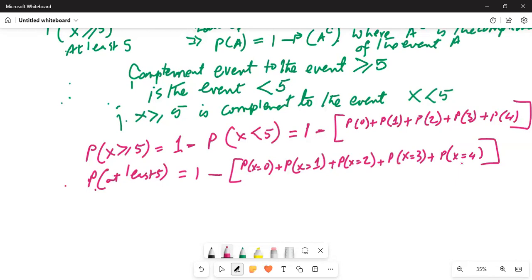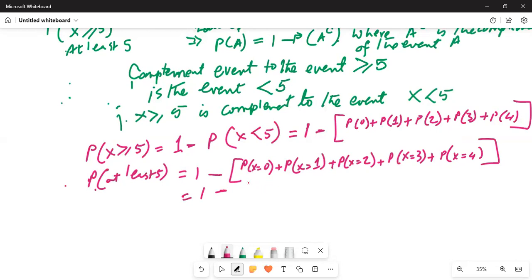So why do we add these probabilities? Because these are mutually exclusive events. So if we want to find probability of x equal to 0 or x equal to 1 or x equal to 2 or x equal to 3 or x equal to 4, by the general rule of addition of probability for exclusive events, we add the probabilities. So it is probability of 0 plus probability of 1 plus probability of 2 plus probability of 3 plus probability of 4. So that is equal to 1 minus.